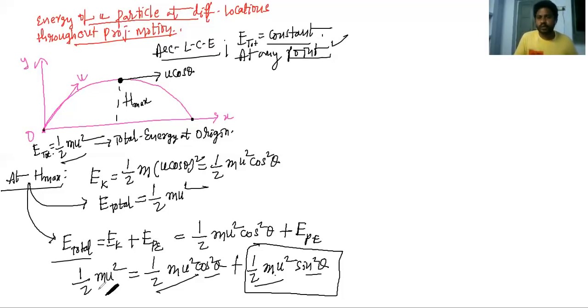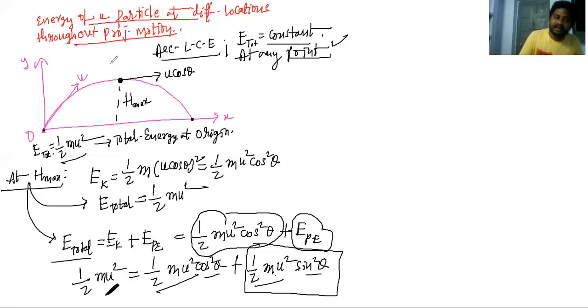So this is how we get, at the maximum height, potential energy is half m u square sine square theta, and kinetic energy is half m u square cos square theta. Okay, at the maximum height, same topic here.